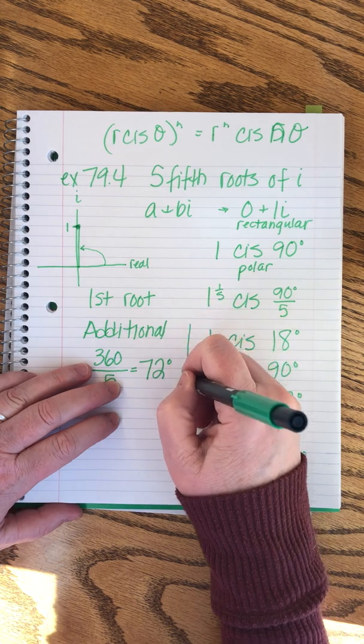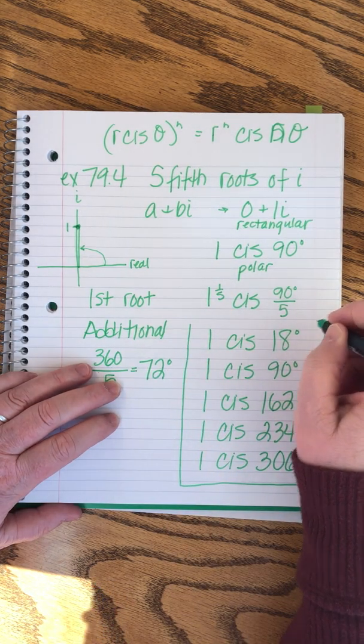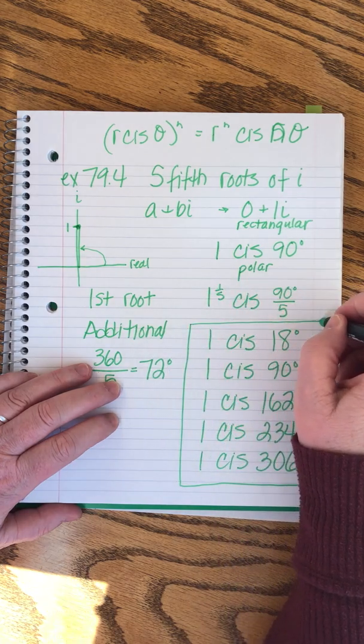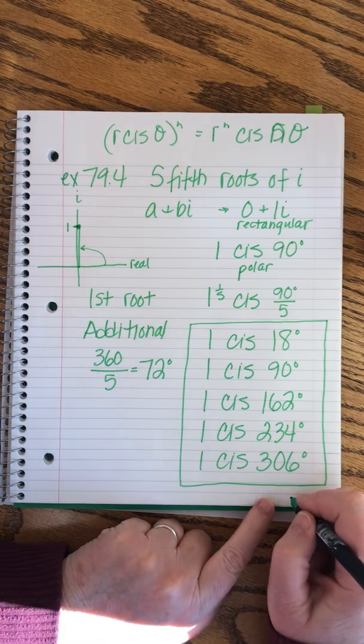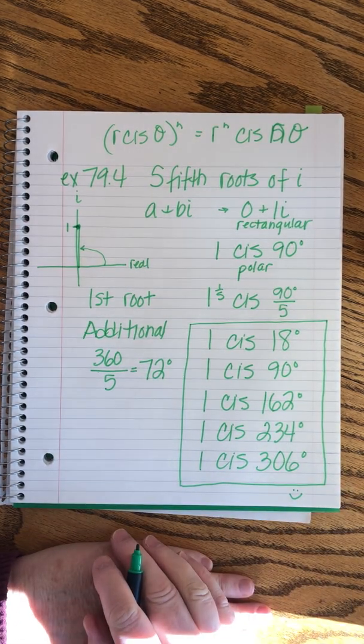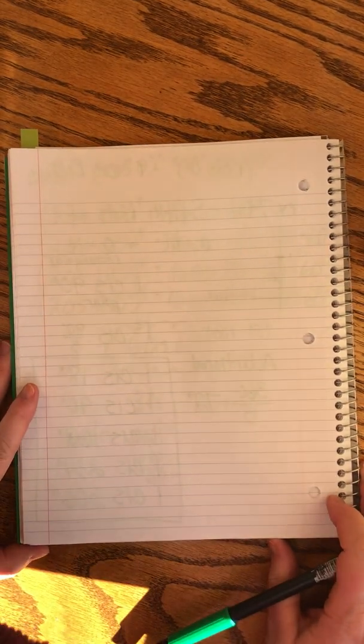If we wanted, we could check them, just like we did last time. But you can trust me, these are the right roots. That's a lot easier than the last problem we just did, isn't it? That was a beast. Okay, that's 79.4. Let's try another one that's similar to this one. Not so long.